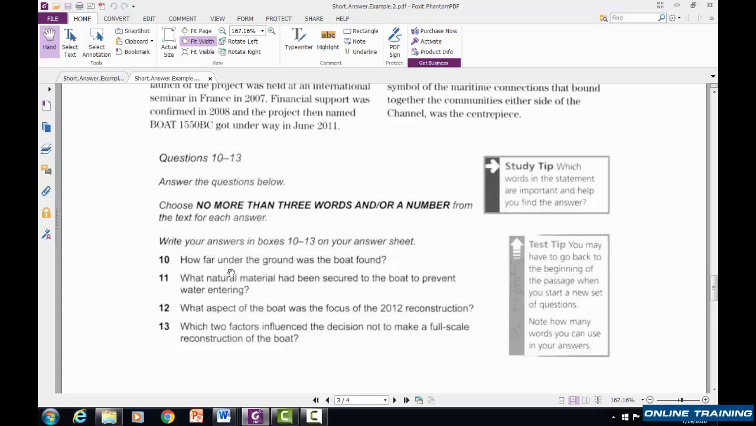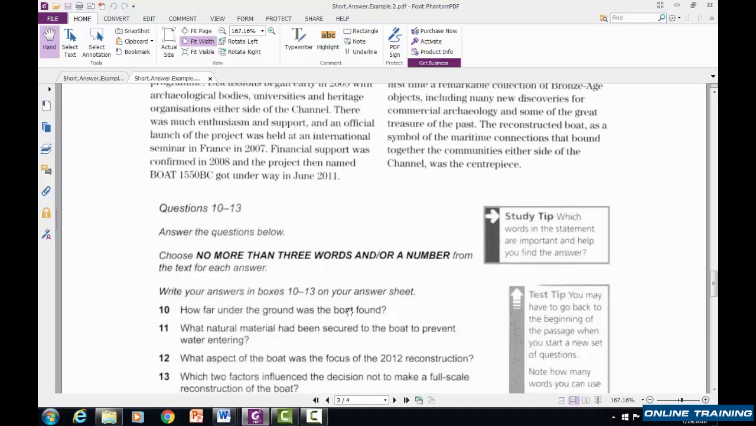So we have: how far under the ground was the boat found? What natural material has been secured to the boat? What aspect of the boat was the focus of 2012 reconstruction? So when we look at numbers 10, 11, 12, and 13, number 12 is going to be the easiest one to find first, because it has a date, 2012. So, what aspect of the boat was the focus of 2012 reconstruction? Let's look for that.